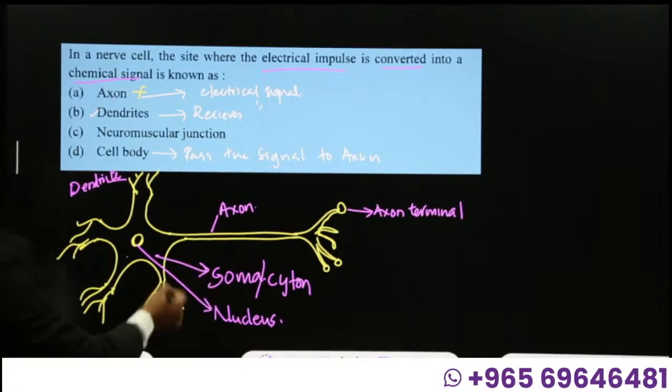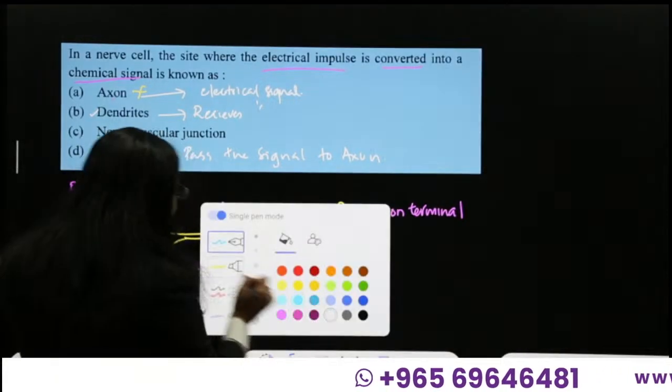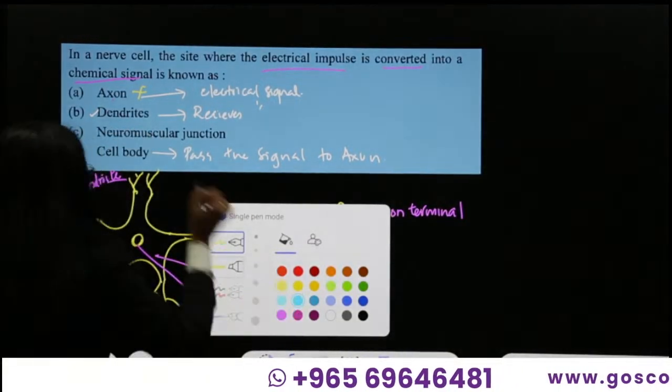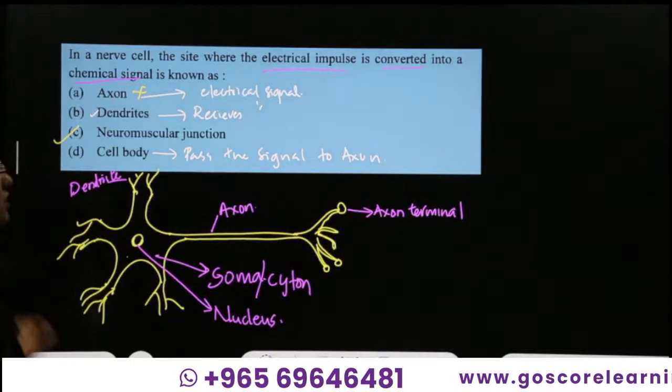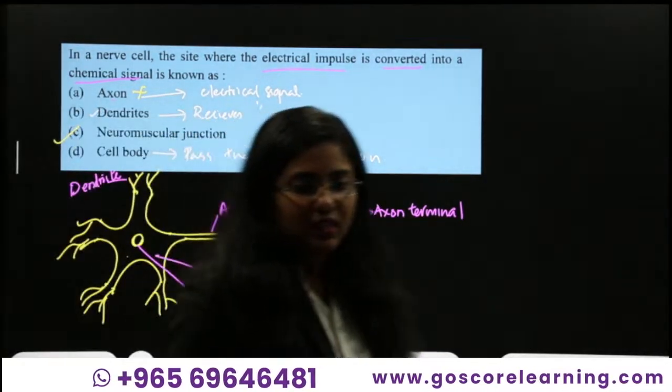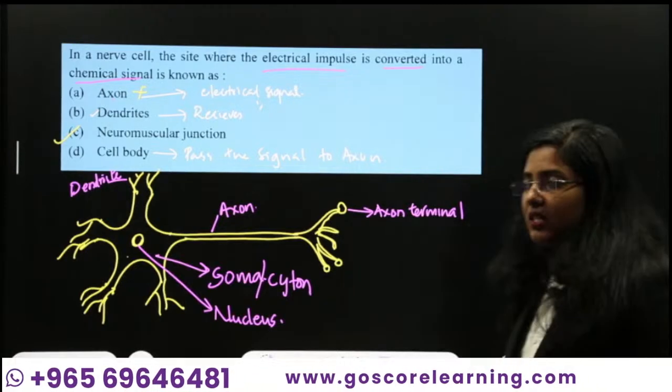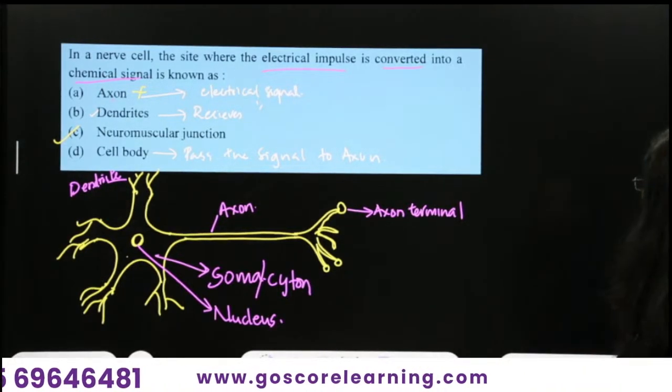So what is the correct answer given? The correct answer here is neuromuscular junction. Okay, so this is all about this question.